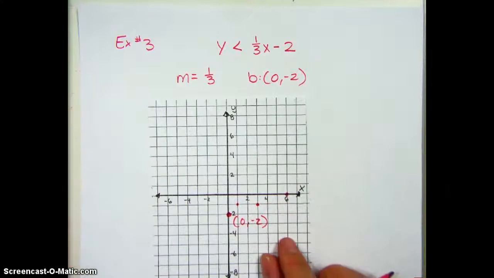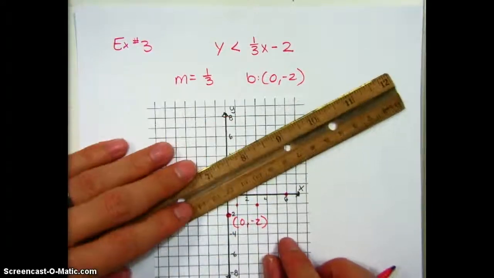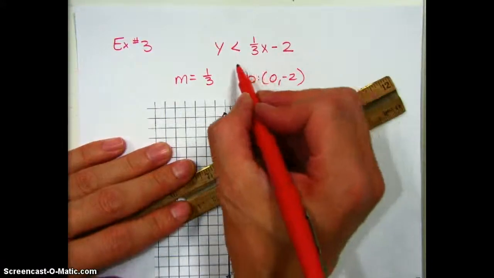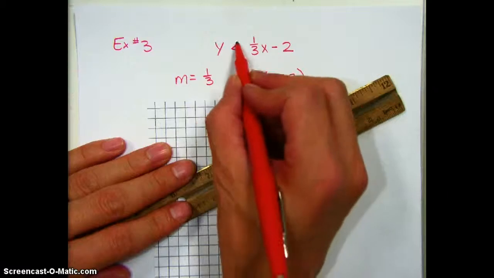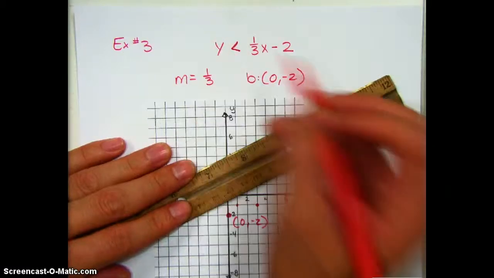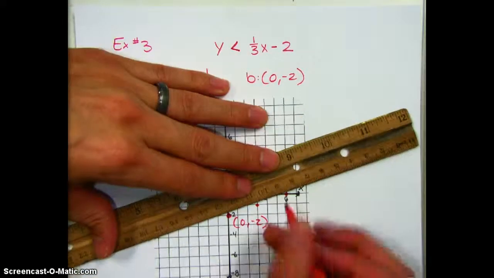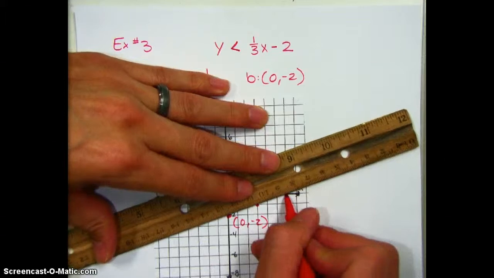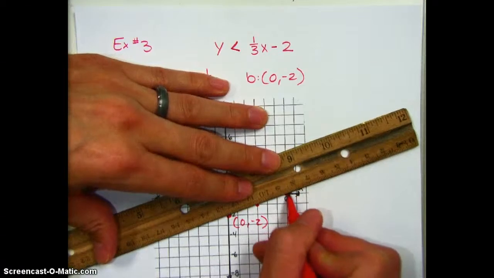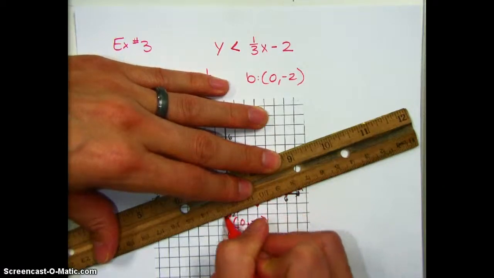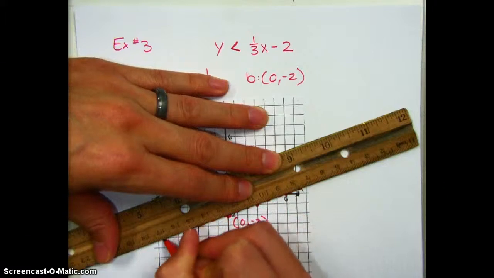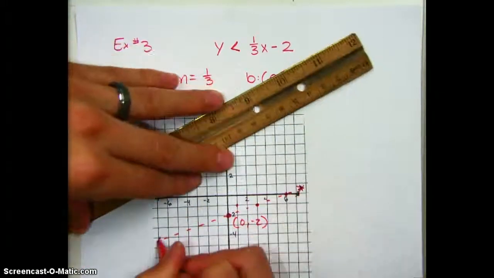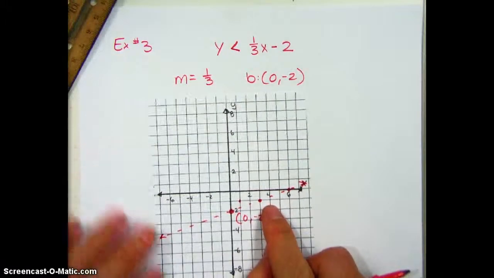Now I'm going to take my ruler, but before I make my line, I have to double check: should I have a solid line or a dashed line? This one just says less than, not equal to, just less than. So the fact that it only has less than means you do not make a solid line. You're going to make a dashed line. And what that means is, here's the border line, but it doesn't include the border. If a point lands on this line, it is not a solution.